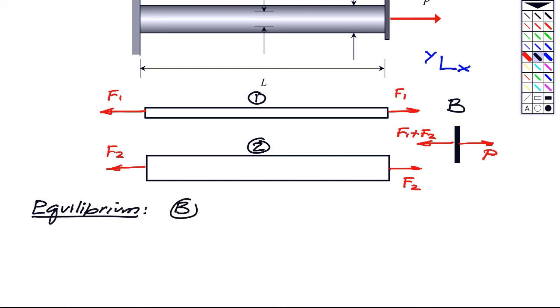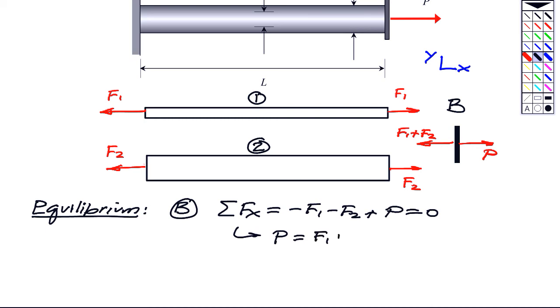at B. When I sum forces in X, if I just focus on B, I get minus F1 minus F2 plus the applied force P. So therefore, P is equal to the sum of F1 and F2. Not a surprise. But I'm going to call that equation 1. Then I'm going to write down the elongation equations.